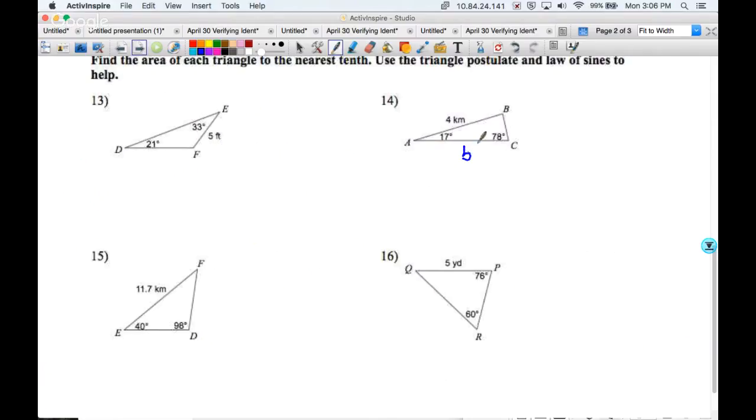To find that, though, I can use law of sines, but I need its opposite angle. So to get that opposite angle, I use the triangle postulate. 180 minus 78 minus 17. That's 102 minus 17. 85 degrees there. Now I can set up law of sines using side length C and angle C. I'm trying to find a side length, so I'll do side lengths on top. So 4 over sine of 78 equals B over the sine of 85.